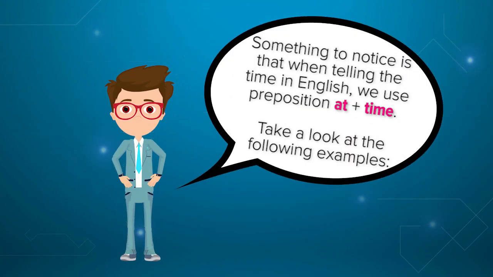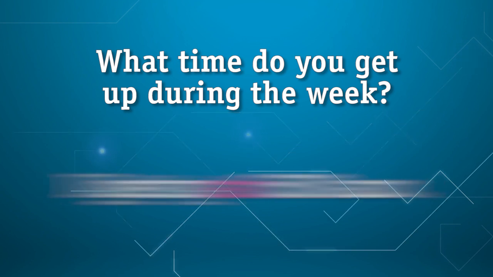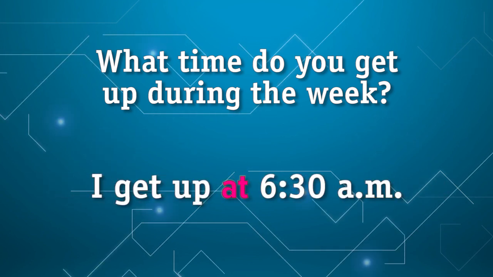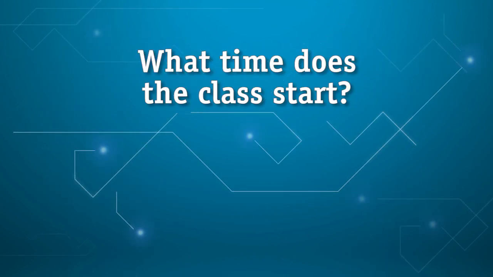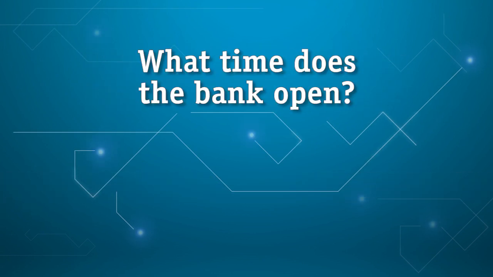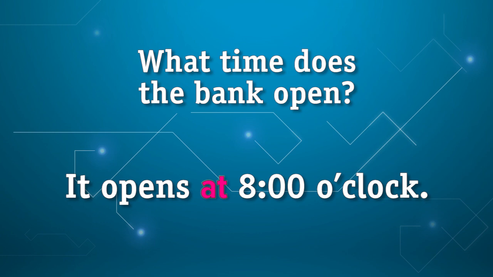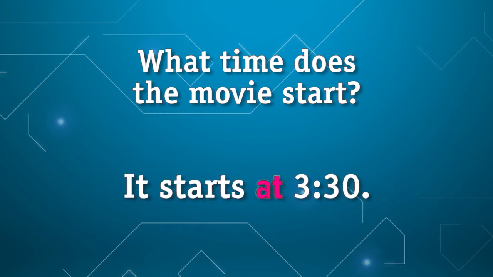Something to notice is that when telling the time in English, we use the preposition at plus time. Take a look at the following examples. What time do you get up during the week? I get up at 6:30 a.m. What time does the class start? The class starts at 9 o'clock. What time does the bank open? It opens at 8 o'clock. What time does the movie start? It starts at 3:30.